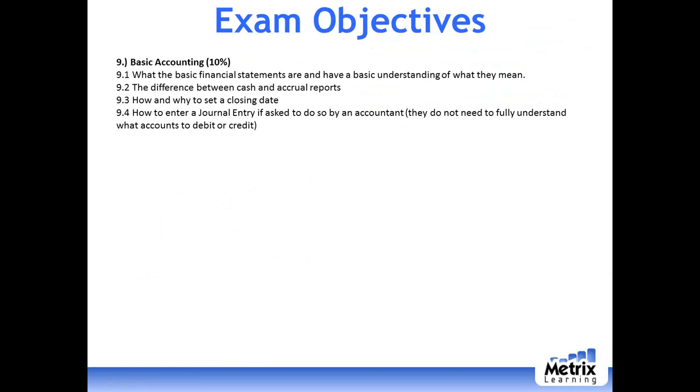Topic number 9 is basic accounting. This is 10% of what is asked. You'll want to know what the basic financial statements are and have a basic understanding of what they mean, the difference between cash and accrual reports. So remember, accrual-based accounting recognizes expenses and income in the period that they occurred, and this is regardless if payment has actually occurred. But cash-basis accounting does not recognize items until they've actually been paid.